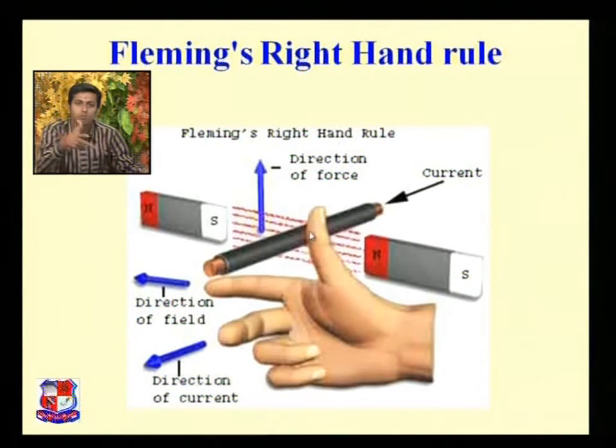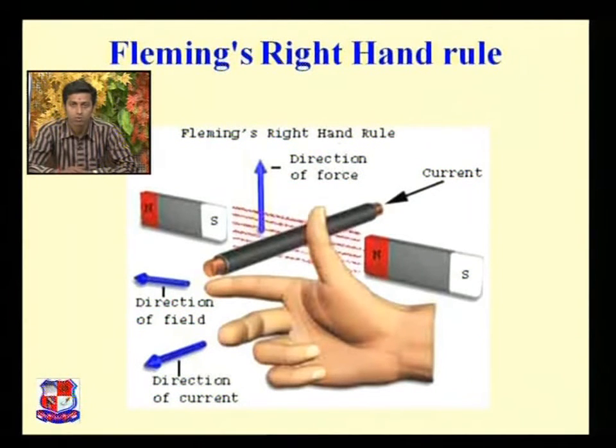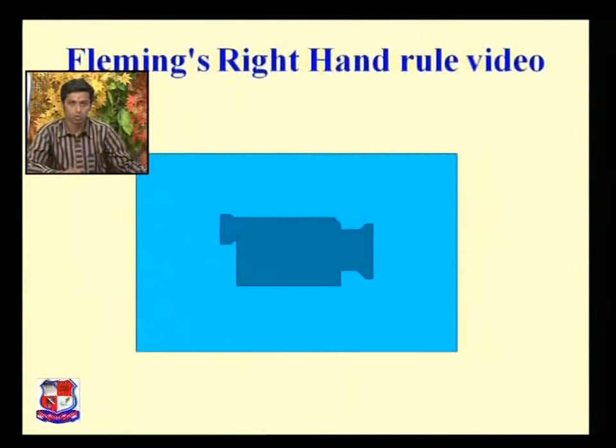So always put the three fingers of the right hand at right angles and check the direction of the current flowing through it. It is very useful to find out in which direction current will flow, or in which direction a current-carrying conductor will experience force. Using one video we can understand Fleming's right hand rule. Similarly there is Fleming's left hand rule, and by video we can understand both rules.